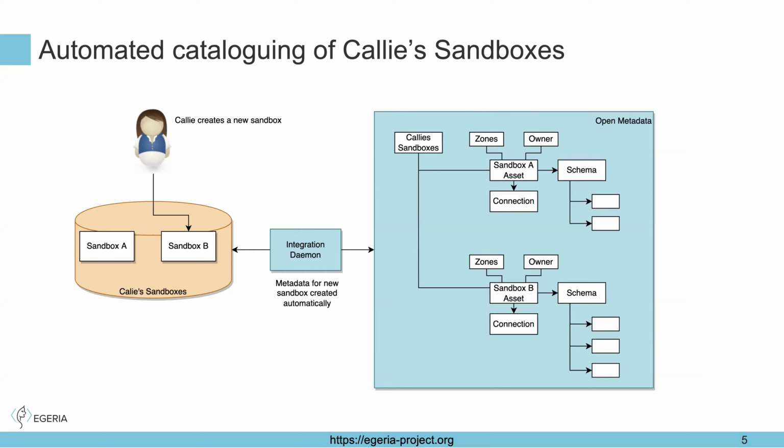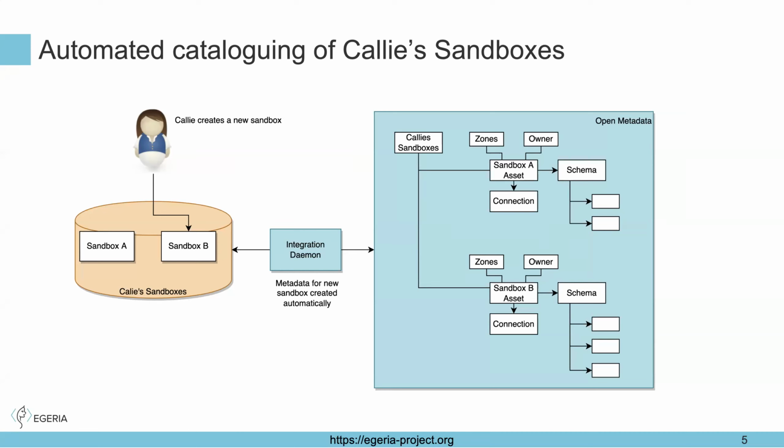So the zones just control the visibility of the asset. So we might say early on, only Callie can see the sandboxes. Seems reasonable. They're private to her. So even though they're being catalogued, the catalog entry is invisible to everybody else. So she knows that it's only when she chooses to publish that it becomes visible through the large data catalog.